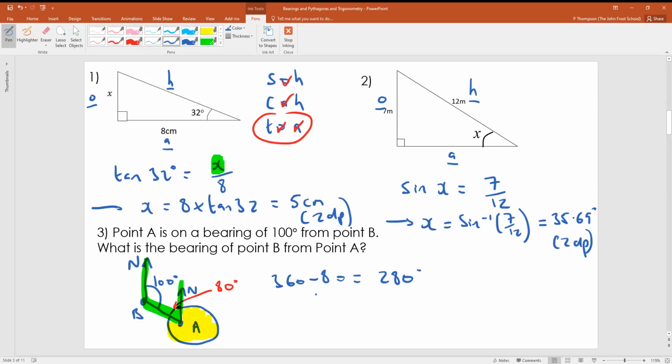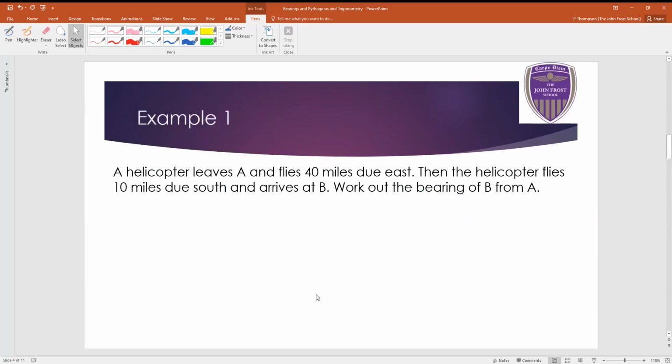Okay, right then. Example 1, I'd pause it here, read it, then draw a picture, and then come back when you're ready.